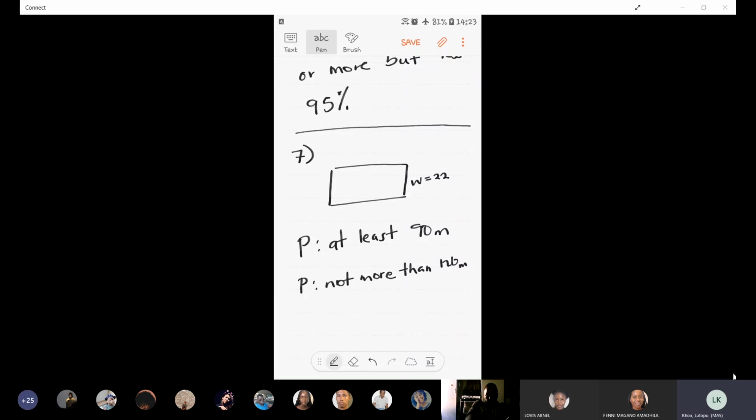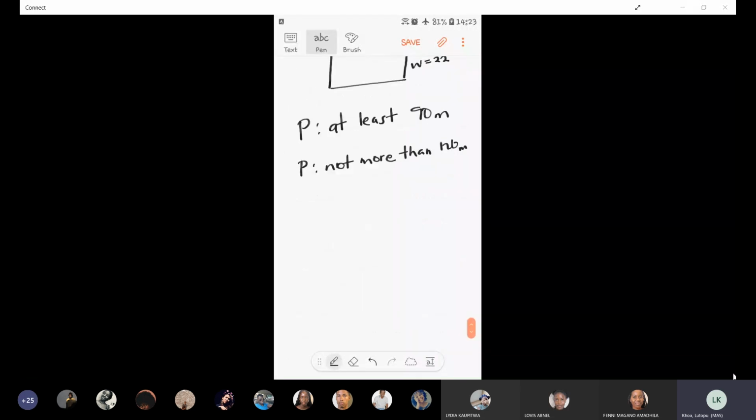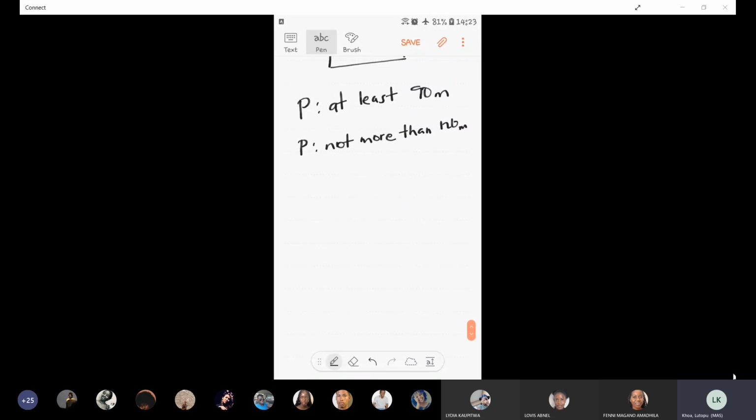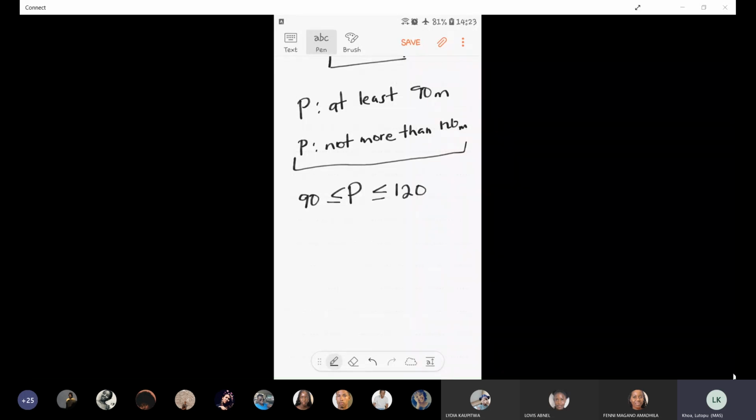So we want to make a rectangle. We know the width, it should be 22 meters, that is fixed. The length can vary as long as our perimeter is at least 90 meters and not more than 120 meters. So with this one, what we do is we write a formula for the perimeter. So before that, I can just summarize what I've written over there. This means that the perimeter P is between 90 and 120. That is a summary of what I have written over there.